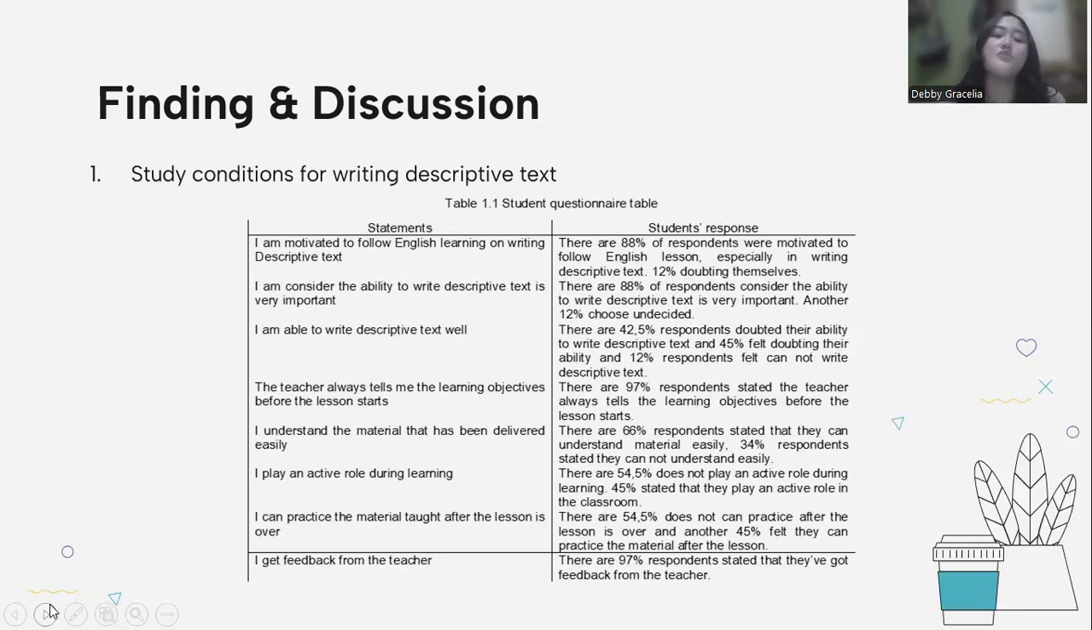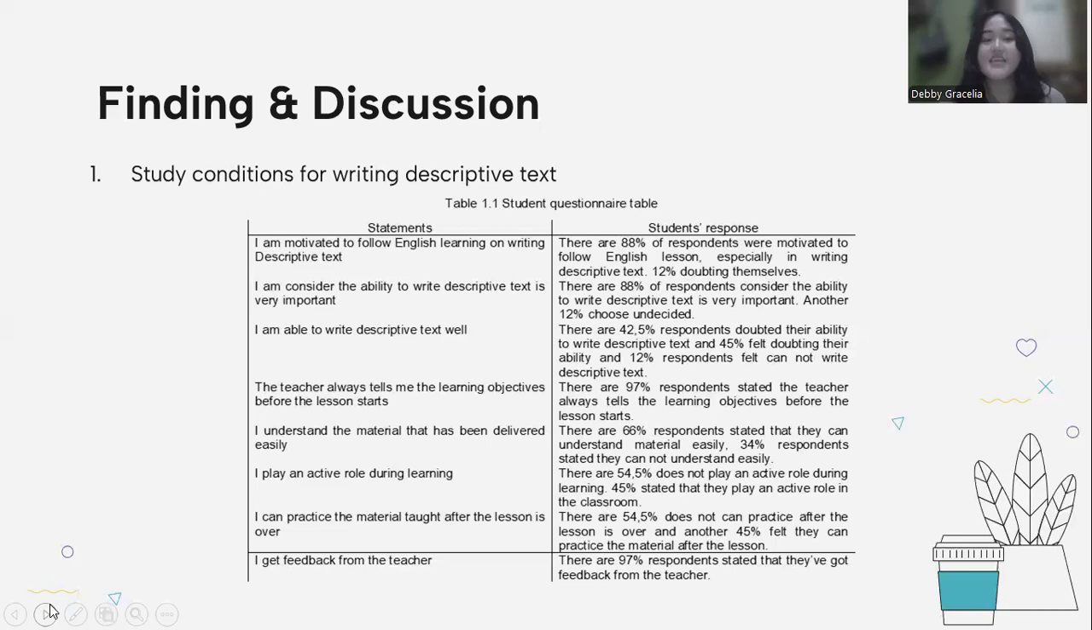And the third one, I am able to write descriptive text well. 42.5% of respondents doubted their ability to write descriptive text, and 45% felt doubting their ability, and 12% of respondents felt they cannot write descriptive text. It is very important to have this statement, because we can check how confident they feel when they write descriptive text, when they know they can do this.